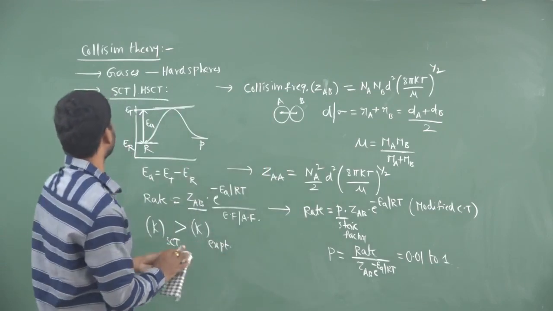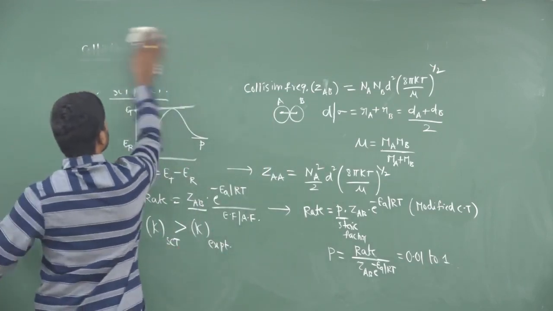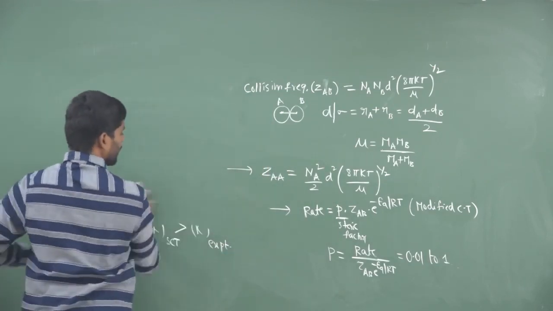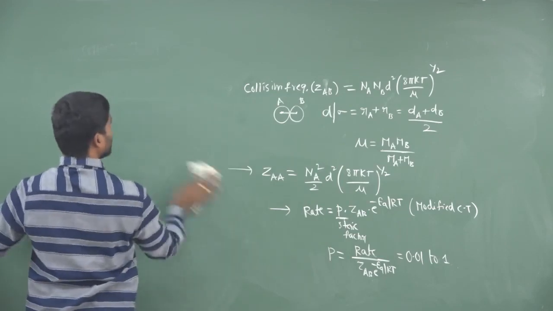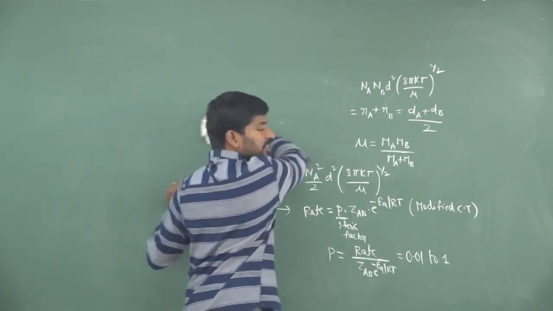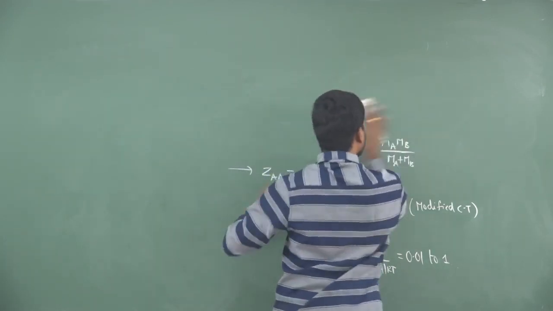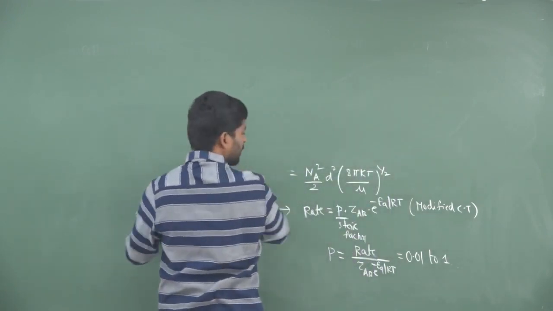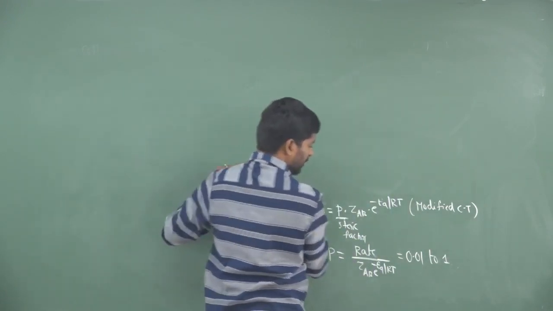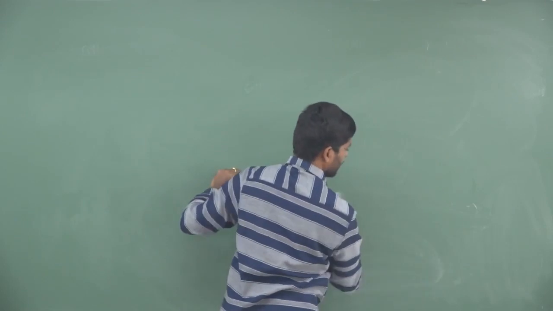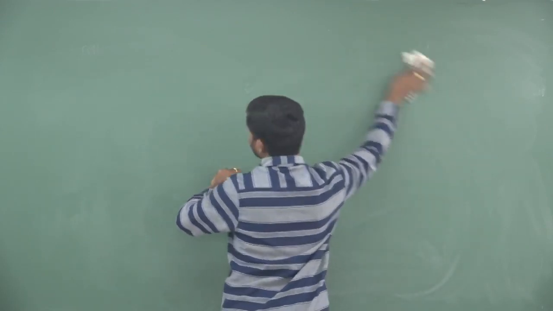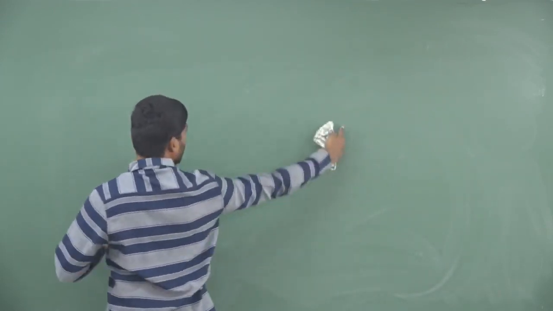Another limitation in simple collision theory is, what does it not consider? Simple collision theory considered only translational motions. Rotational and vibrational motions are not considered. This is collision theory. These are points you have to remember, mainly those equations.